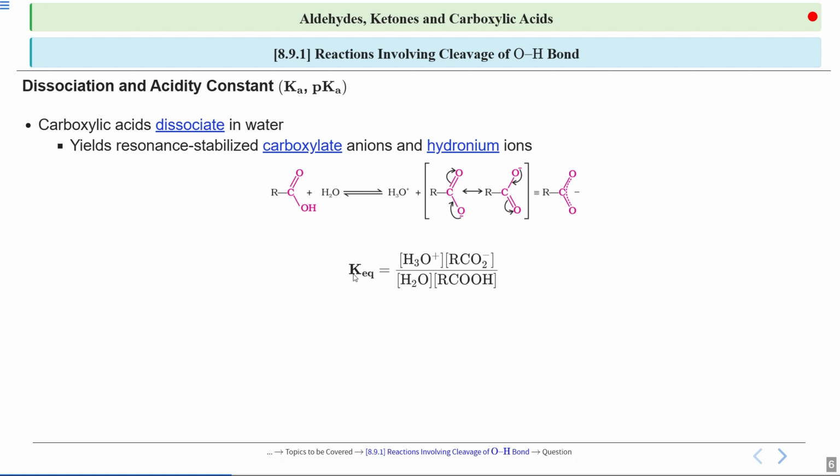So when we write the equilibrium constant, on the numerator side we write the concentration of the products divided by the concentration of the reactants. So on the product side I have hydronium ions, and you will see this resonance stabilized carboxylate anions, which is divided by the concentration of water and carboxylic acid. So here KEQ is the equilibrium constant. This equilibrium constant is the measure of the extent to which a reaction proceeds to form products at equilibrium.